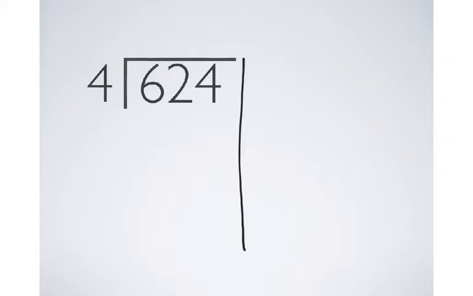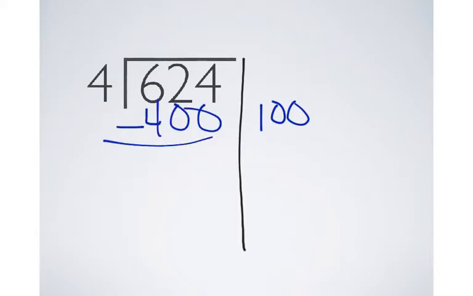If you recall from the forgiving method, I would be taking all of this, 624, and trying to figure out what I can multiply by 4 that'll get me close to that. The whole 624, using multiples of 10 or 100. I can put down 100, multiply that by 4, get 400. That gets me as close as possible to 624 without going over. I subtract, leaving me with 224. And I do the process again.